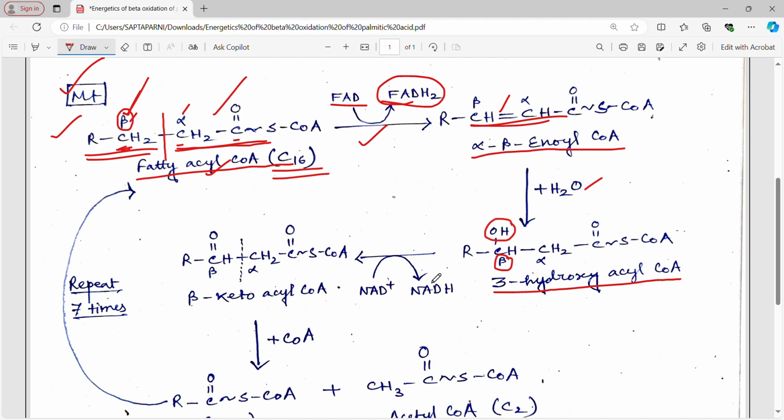In the next step, the 3 hydroxy acyl CoA gets oxidized into beta keto acyl CoA. See here at the beta position now a keto group is formed. This is the keto group. Okay, keto group is formed.